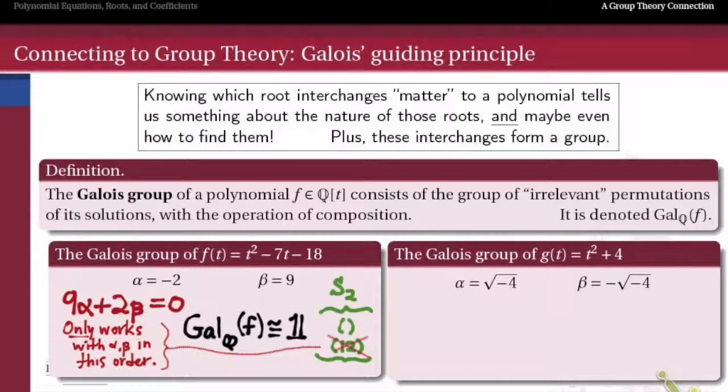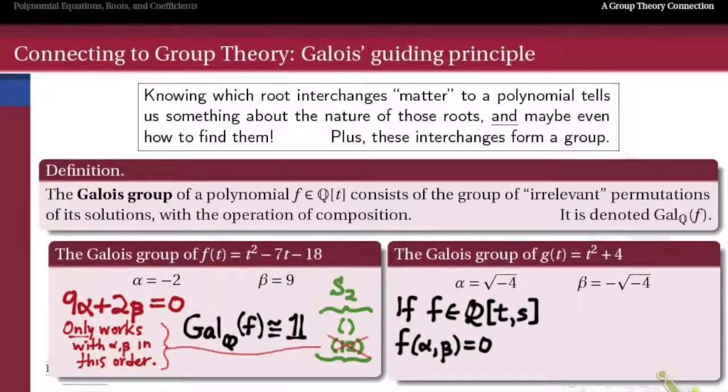On the other hand, we have the Galois group of t squared plus 4. This was the polynomial whose solutions, plus and minus square root of negative 4, we said were very similar one to another in view of the rationals. So what does this mean? What this means is if I have any polynomial equation at all with rational coefficients that's satisfied by alpha and beta in that order, then it will also be satisfied by alpha and beta in the opposite order.